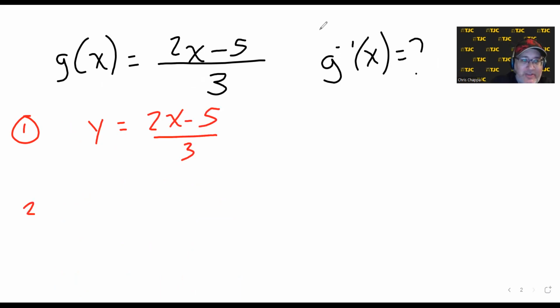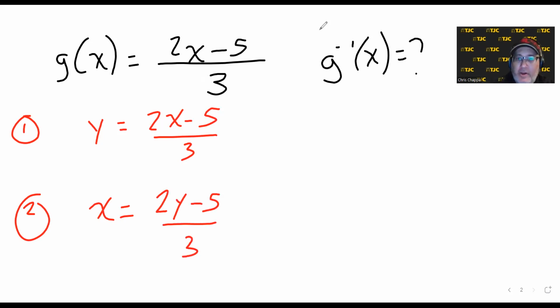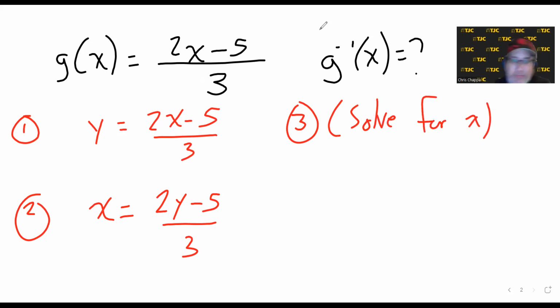The second step says to switch out the x's and y's. So you get x equals 2y minus 5 over 3. But your third step, and I am going to write that step, is to solve for y. This is where this type of problem usually slows down. But this is where I'd want you to show steps like the following.